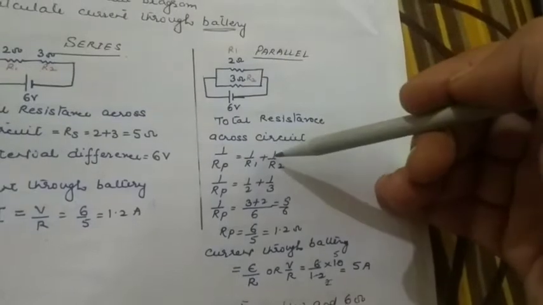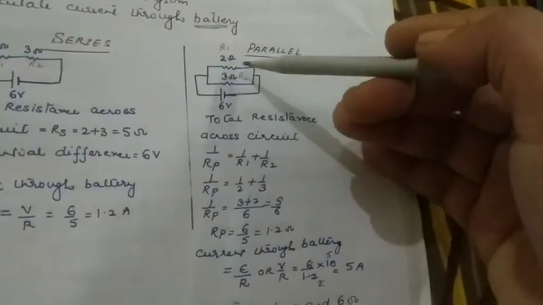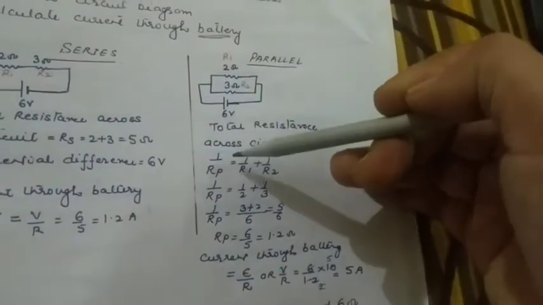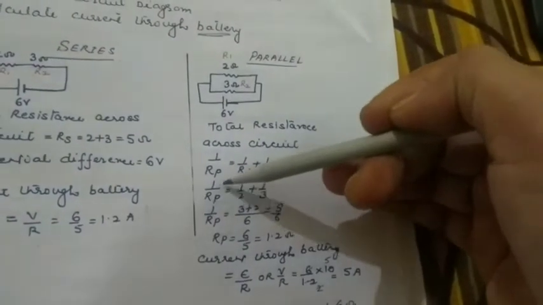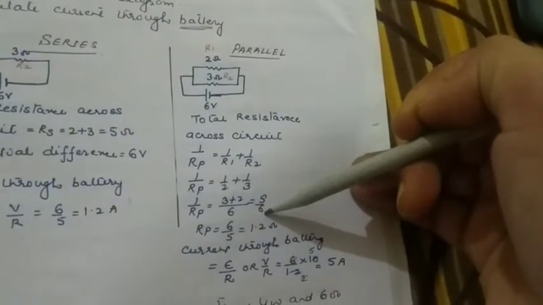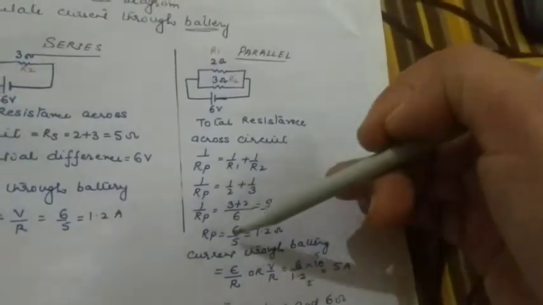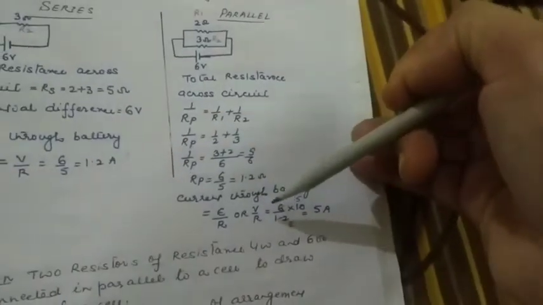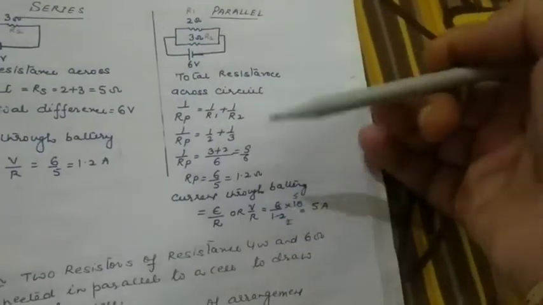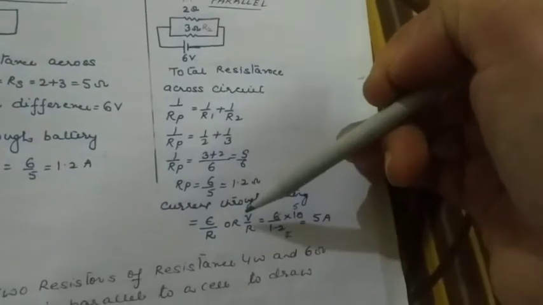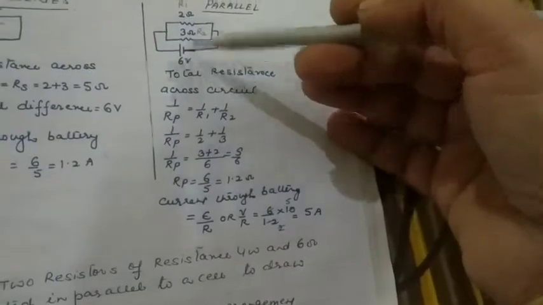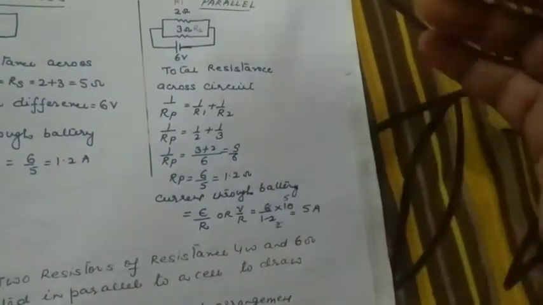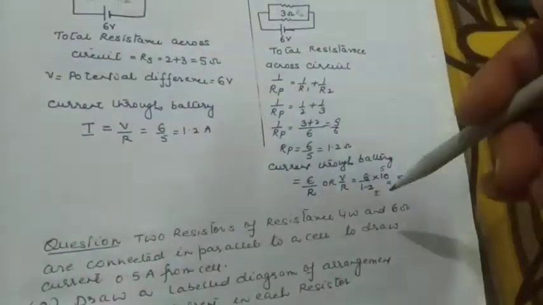Come to the parallel. Same way, same formula, but here we first have to find out the total resistance. So these resistors are connected in parallel. So here the formula is 1 upon Rp is equal to 1 upon R1 plus 1 upon R2, and we will find 1 upon Rp as 5 upon 6, but don't forget to reverse it. Rp value 1.2 ohm. Again using the same formula V upon R or E upon R, because the internal resistance is not there, we can consider both the same thing. So E value 6 volt, total resistance 1.2, substitute the values and we will get the answer as 5 ampere.